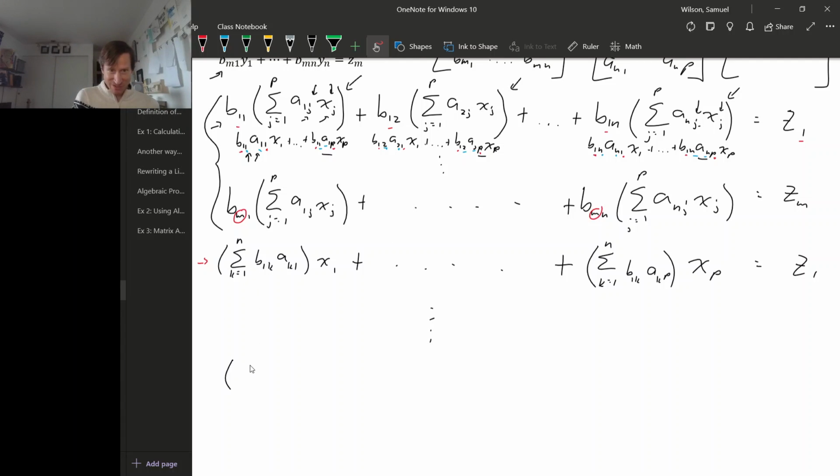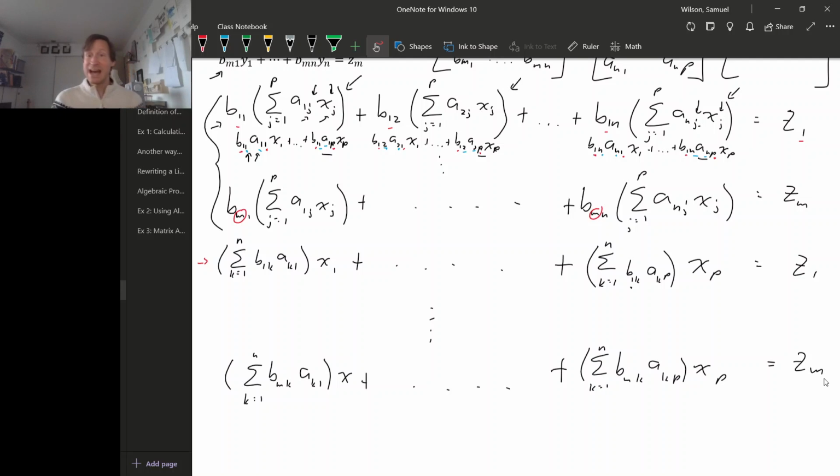So when we get down to the last row, it's the sum from k equals 1 to n of b sub m k a sub k1 times x1 plus, and so on, up to the sum from k equals 1 to n of b sub, so now this row index is changed to m, and then k a sub k p x sub p equals z sub m.